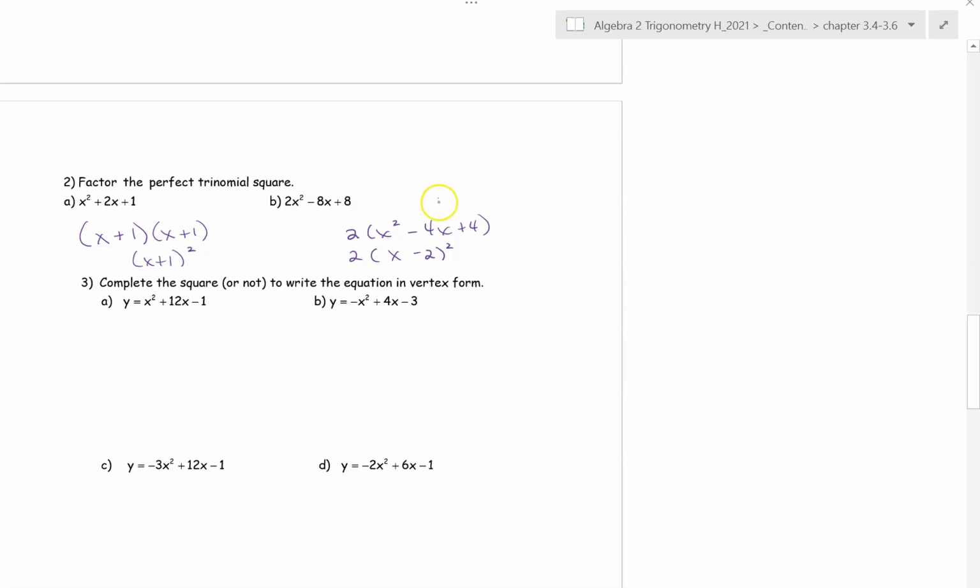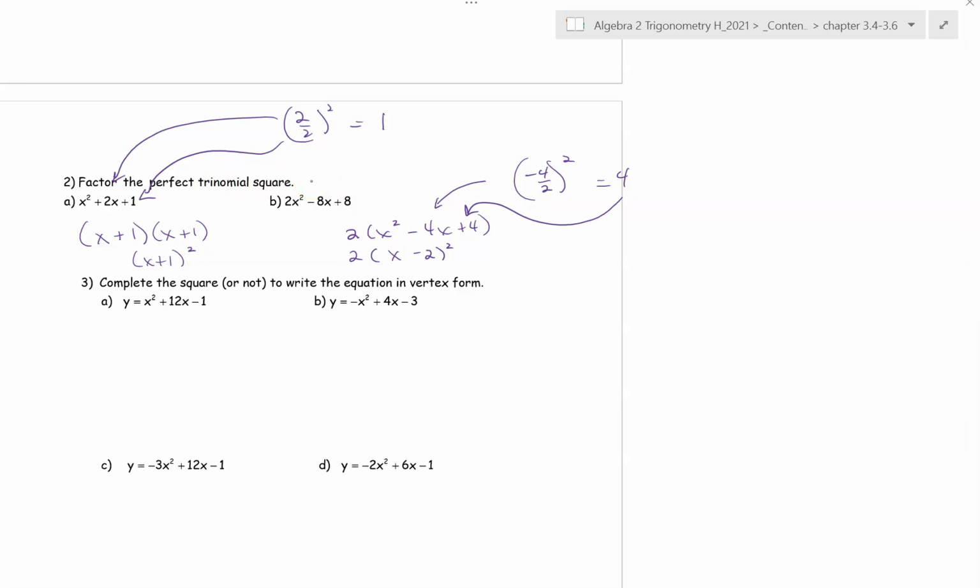Also, I want you to notice that if you take half of the middle term and square it, you get 4. Over here, half the middle term and square it, you get 1. So what we're going to do now is use the fact that half of the middle term squared gives 1, and that's how it forms a trinomial square, to help us complete the square for part 3.